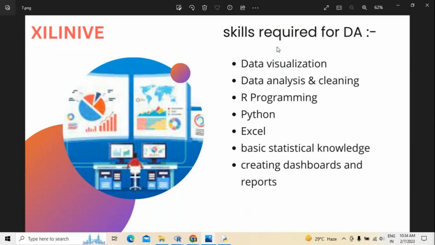Second, you must know about data analysis and cleaning: how to analyze the data, how to clean the data, and how to visualize. For data visualization purposes, there are different tools we normally use, something like Power BI. At the same time, Tableau and others are used for data visualization, to prepare charts and all that stuff.